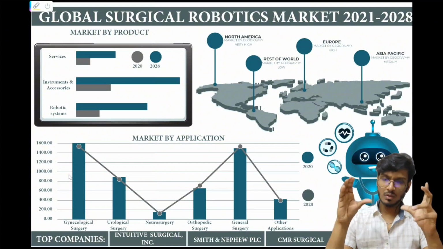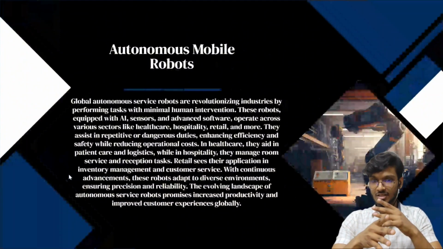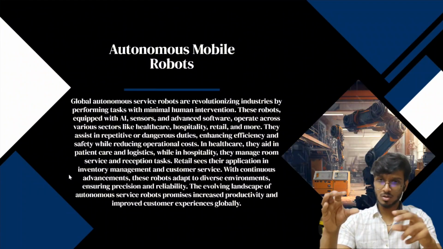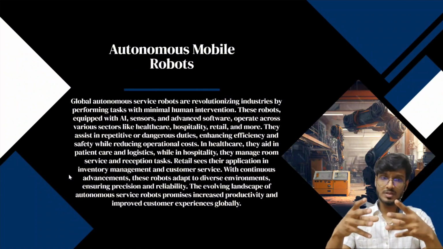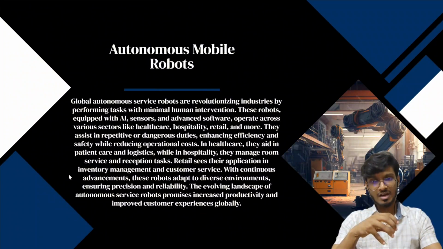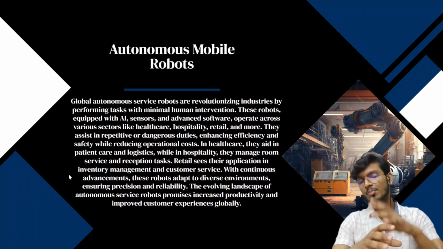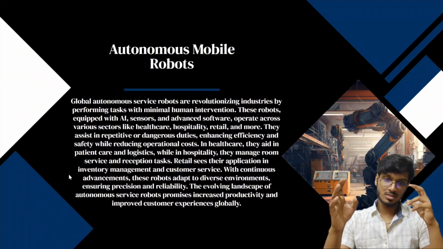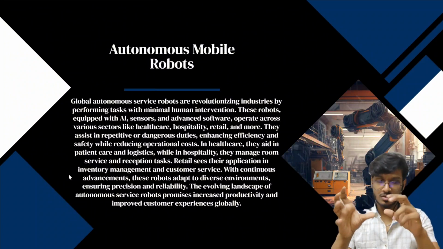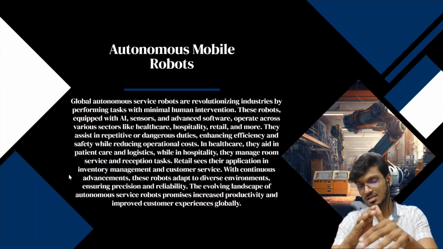Now let's talk about autonomous mobile robots. What are autonomous mobile robots? As I already said in the previous slide, these robots are equipped with AI sensors and advanced software, and operate across various sectors like healthcare, hospitality, retail, and more. They assist in repetitive or dangerous duties. For example, in a chemical factory, a welding factory or a glass manufacturing factory where the temperature is too high, if there are faulty connections in the operating unit or faulty machinery in the manufacturing unit, in such scenarios we can't go ourselves and check the problem.